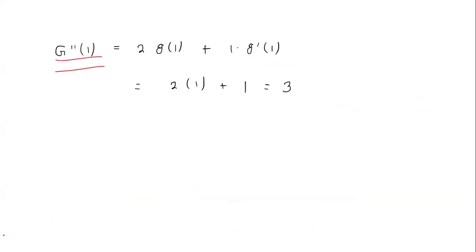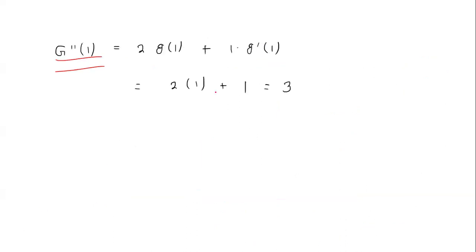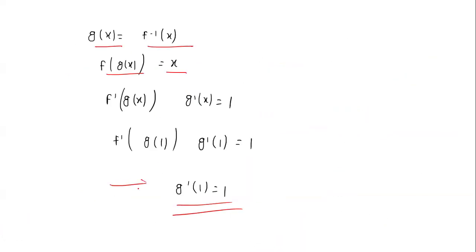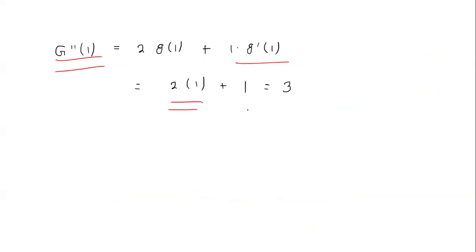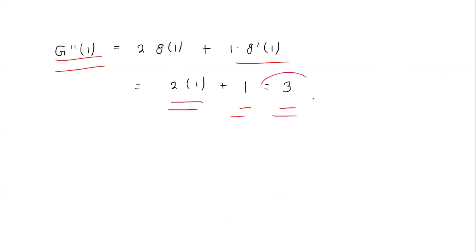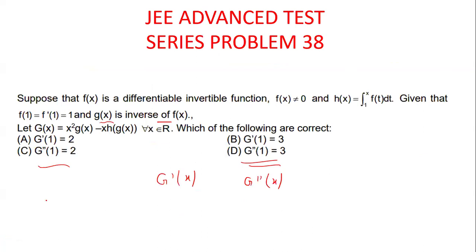And if you calculate D double dash 1, it will be equal to 2 multiplied by g of 1 plus 1 multiplied by g dash 1. So g of 1 value is 1 and g dash 1 value, if you see, is also equal to 1. So this will become 3. So D dash 1 value is 2 and D double dash 1 value is 3. So if you see, essentially this A option and D option is correct. So in this way we can solve this.